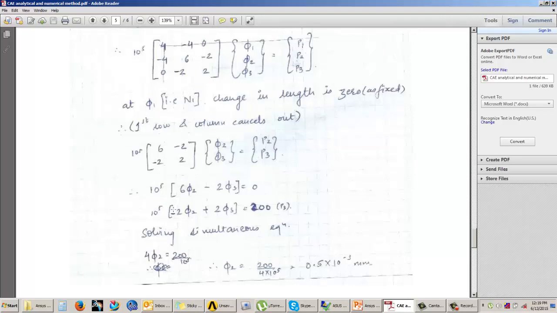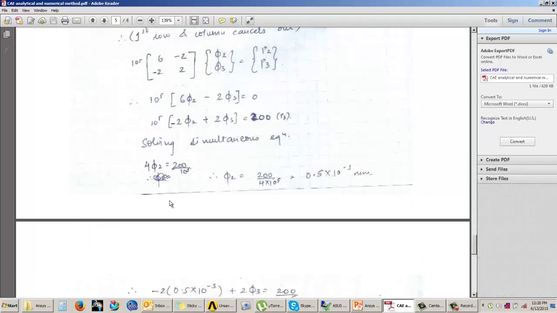Now further, we will convert this into simultaneous equations. So let us open up the equations. My equation now becomes 10 raised to 5 times (6 phi2 minus 2 phi3) is equal to 0, that is P2, and 10 raised to 5 times (minus 2 phi2 plus 2 phi3) is equal to 200, that is P3. So now we will solve the simultaneous equations. Now my simultaneous equation becomes something like this.